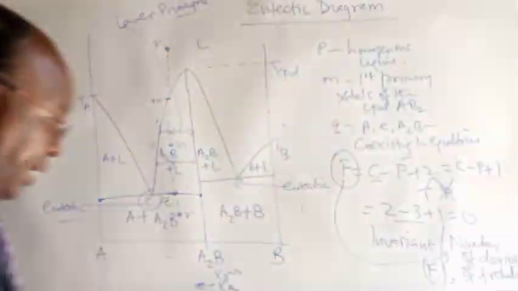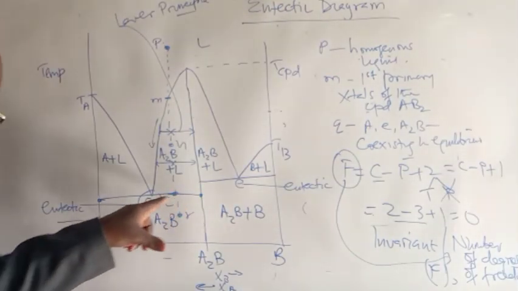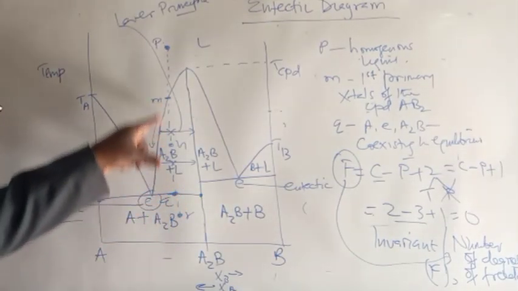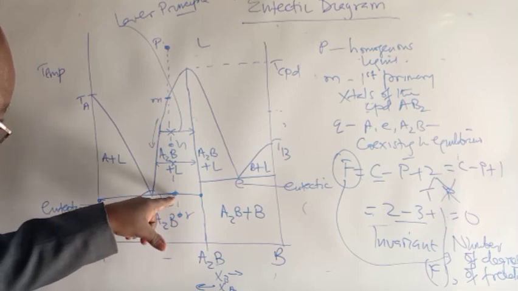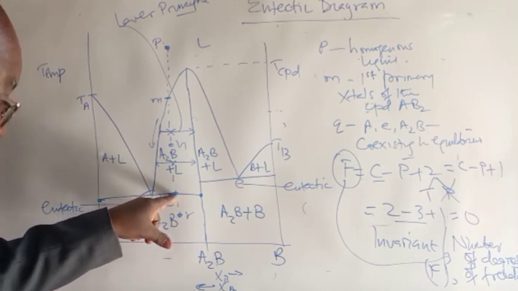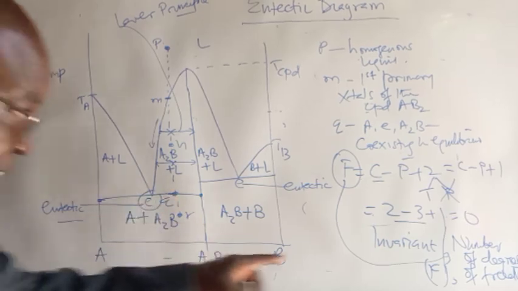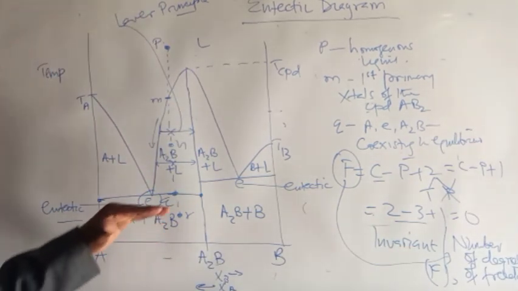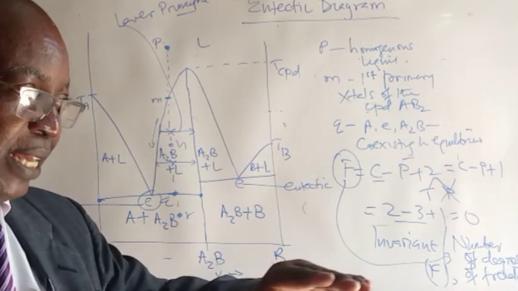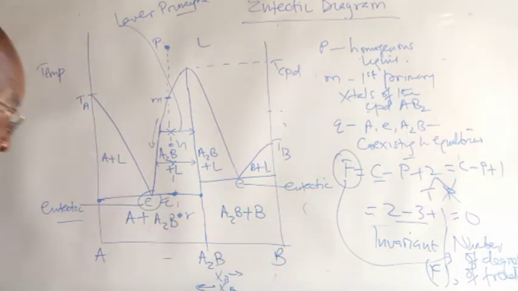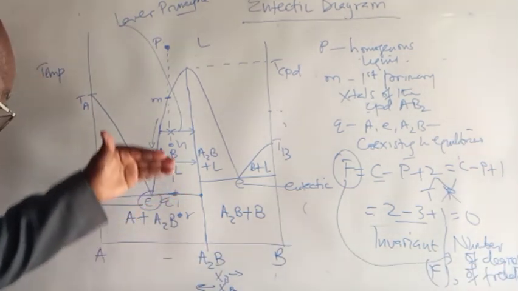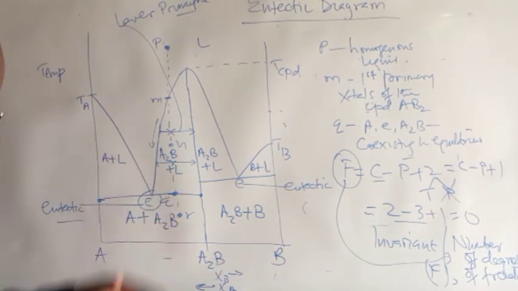So what does that mean? If the system is invariant here, it means that when we are at this state point, Q, there will be no change in temperature. The temperature will not change. The system is invariant, so it will keep steady at that particular temperature for quite some time. And then, of course, finally, the temperature will start decreasing.